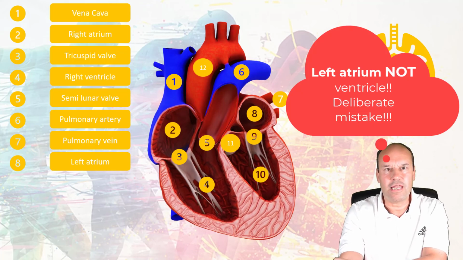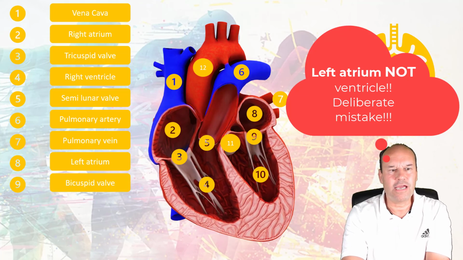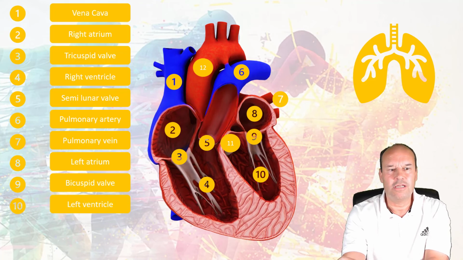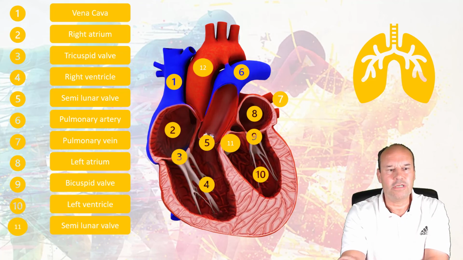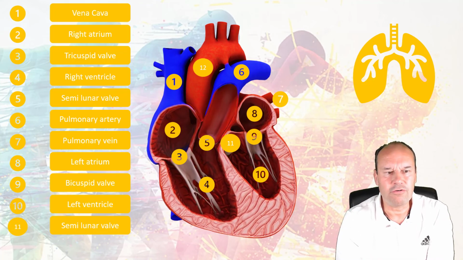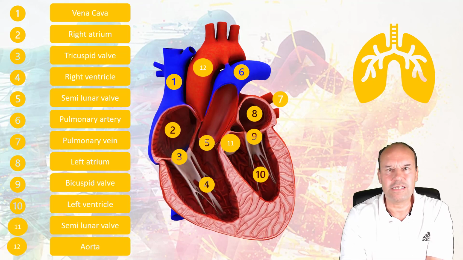Number eight, the left ventricle. Number nine, bicuspid valve. Number 10, left ventricle. Number 11, semilunar valve, and number 12 is the aorta.